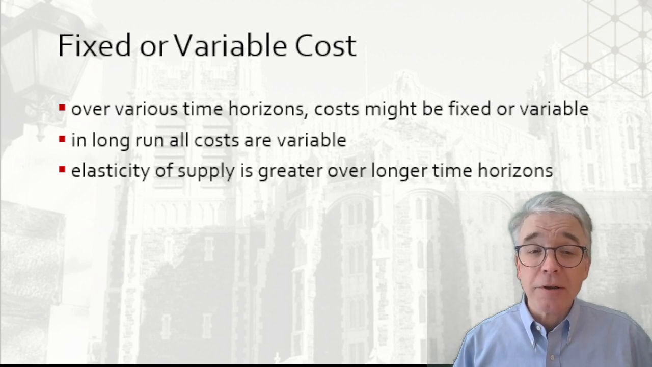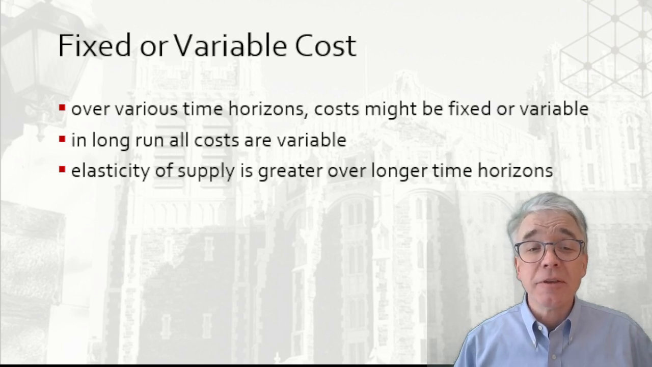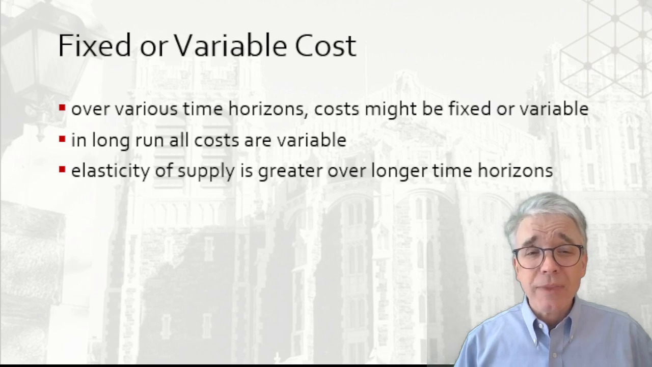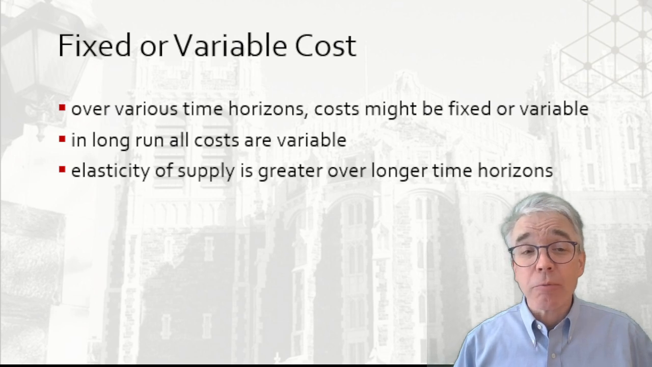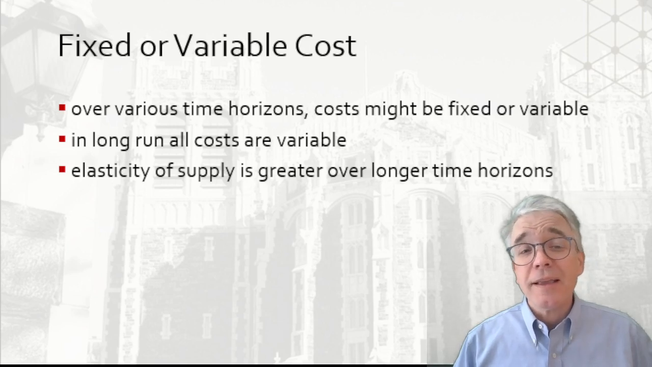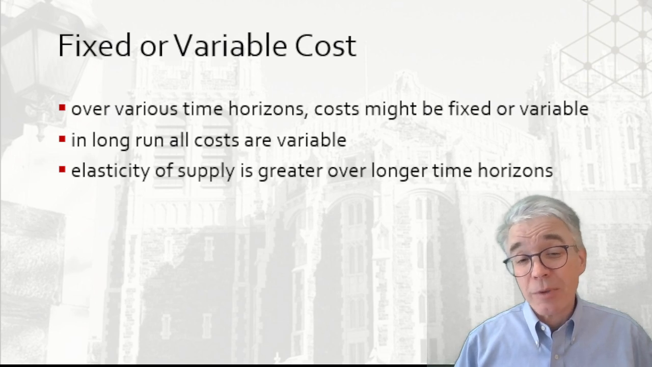Now, in the long run, all costs are variable. The company can eventually get out of its lease, which means over longer time horizons, supply can vary more. It can be more responsive. If prices are high in the short run, it might be difficult to produce more. But in the longer run, supply can be increased. Or if prices are low, then in the short run, the firm might sell at a loss, but in the longer run, they might just shut down.